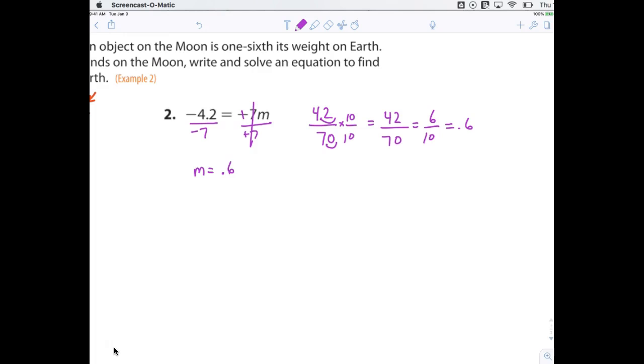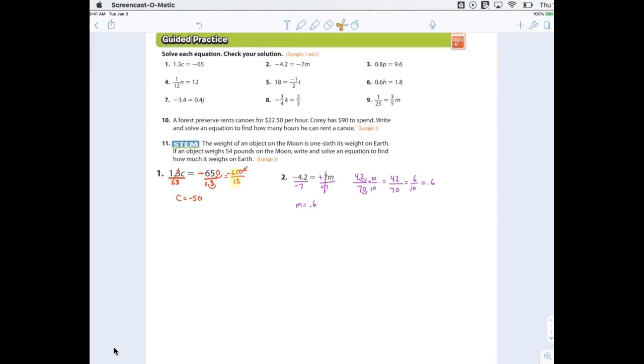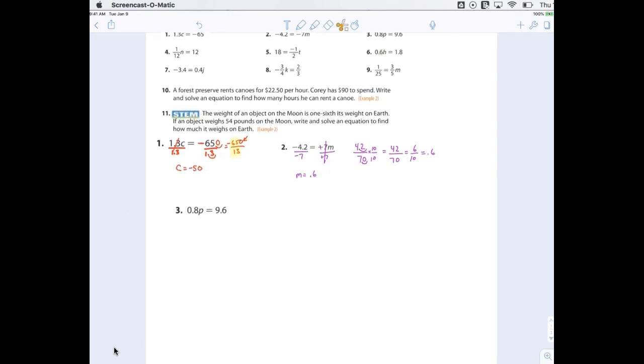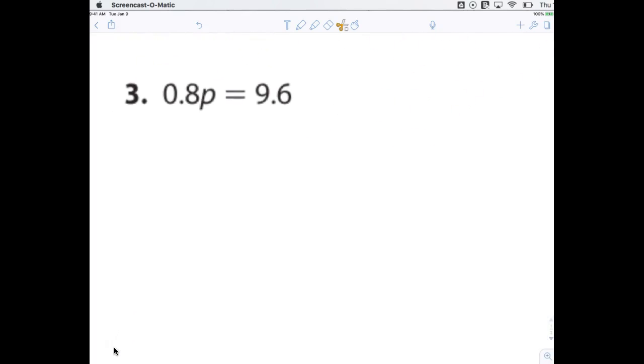Now let's grab number 3. Let's take a good look at number 3, and hopefully you'll be fine. What am I dividing by here? 9.6 by what? 0.8. Yes, we're dividing. So I want you to write the equation. I know some of you are already understanding this, but don't be lazy right now. I'll let you be lazy later. Why is it 0.8? Because remember, you're always dividing by the number in front of the variable. The 0.8 is in front of the variable. Do you hear me?